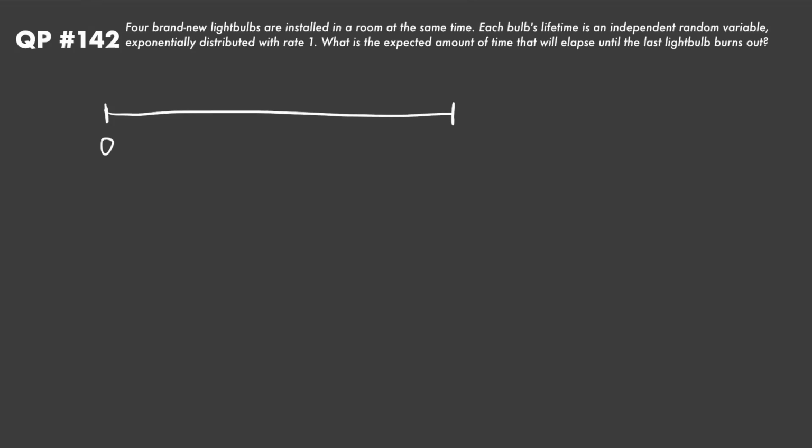So basically I'm starting at some time, let's say time equals 0 right here, and this is when I install all 4 of my light bulbs, and they're all exponentially distributed with rate parameter 1. Maybe our first light bulb dies right here, maybe our second one dies right here, maybe our third one dies here, and then when our fourth one dies, that's going to be the expected value that we're trying to find. We're trying to find the expected time that it takes for this last one to die.